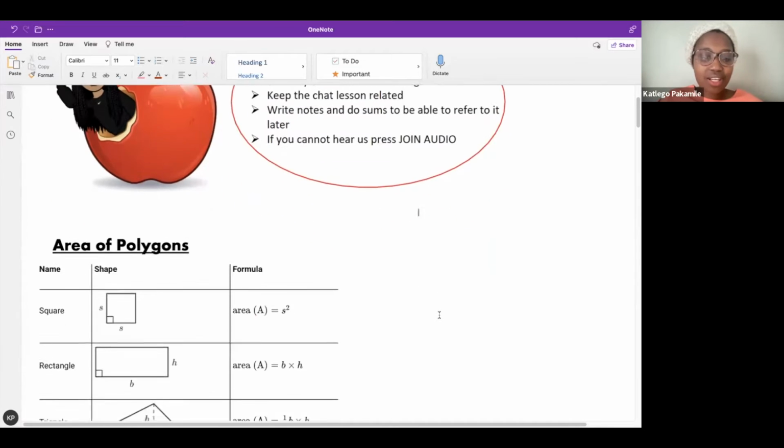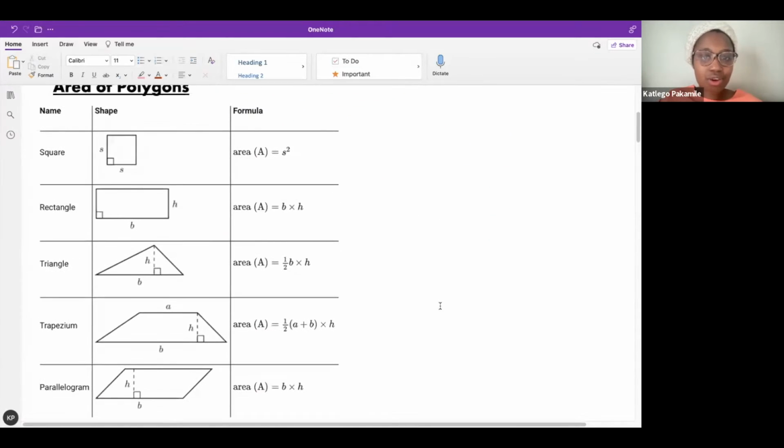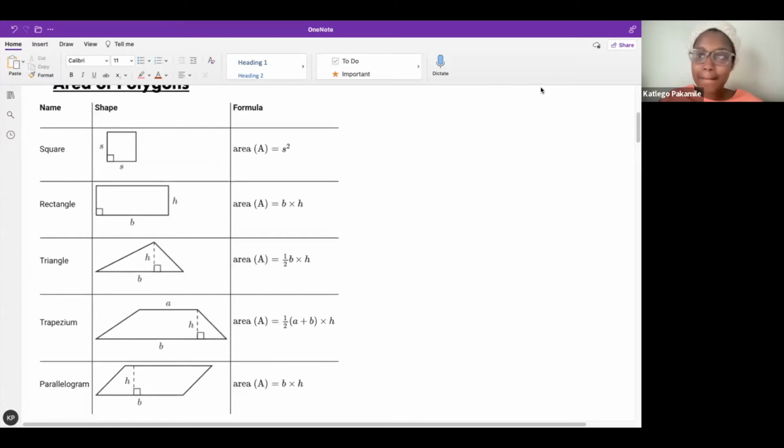Okay, let's get started. These are the areas of polygons. Now let's check. We're going to start with the most basic shape, which is a square. So, properties of a square.